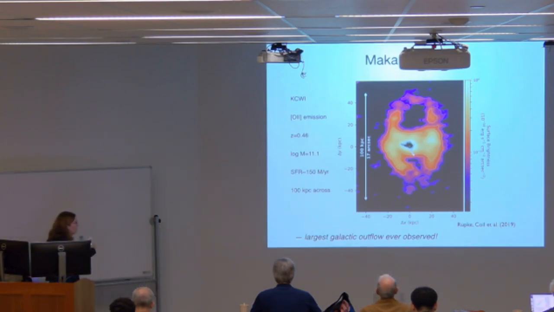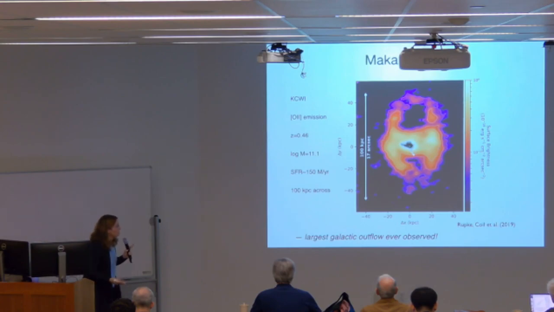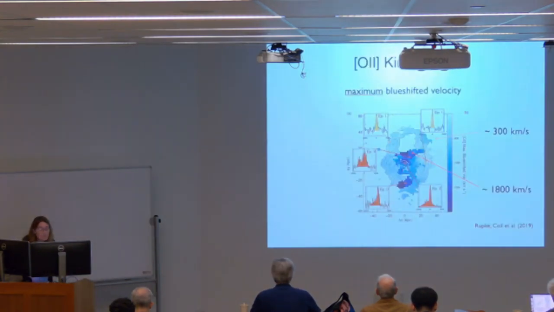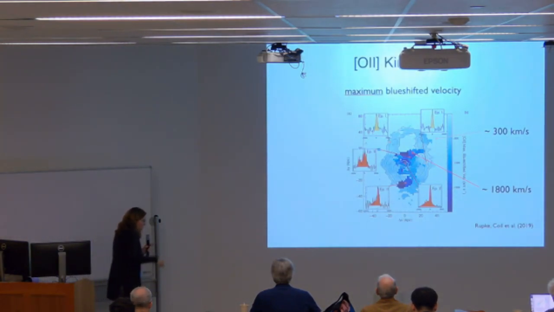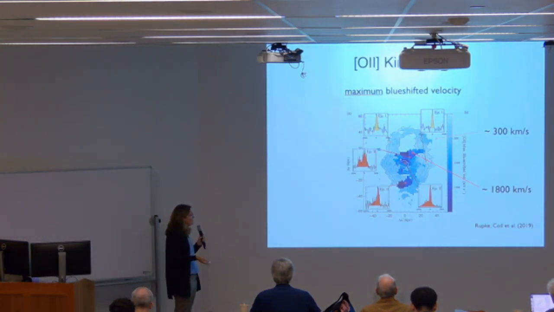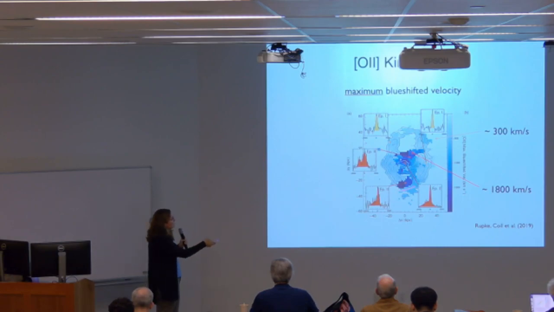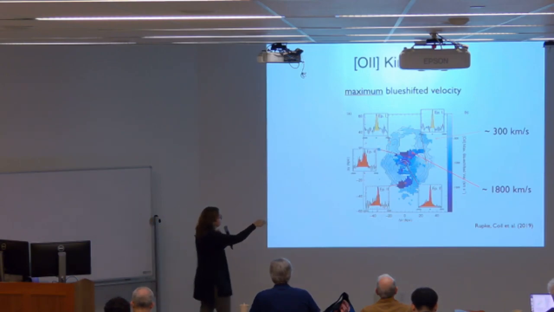So this is like the CGM. Here's an outflow that's extending out into the CGM of this host galaxy. The cool thing with KCWI is that we can get not just the morphology and extent, but the kinematics. This is showing that same oxygen II nebula, and the color is the maximum blueshifted velocity, like how fast is the gas coming towards you. There are two color regions here. The lighter is slower outflow, and the darker is a faster outflow. These are showing spectra at different regions.